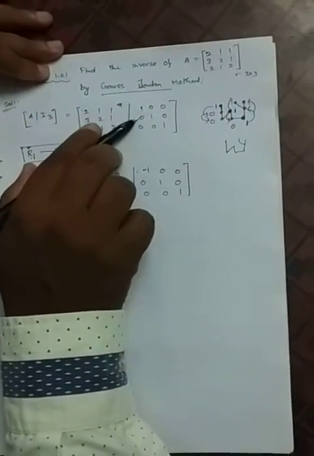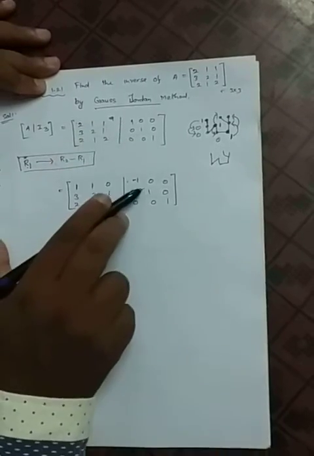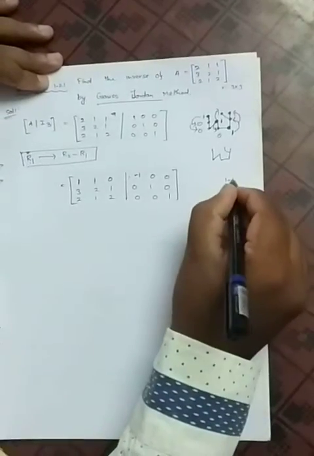So I made it a 1. Now we can see a small mistake I have done. You can see 0 minus 1 is minus 1. 1 minus 0 is 1.